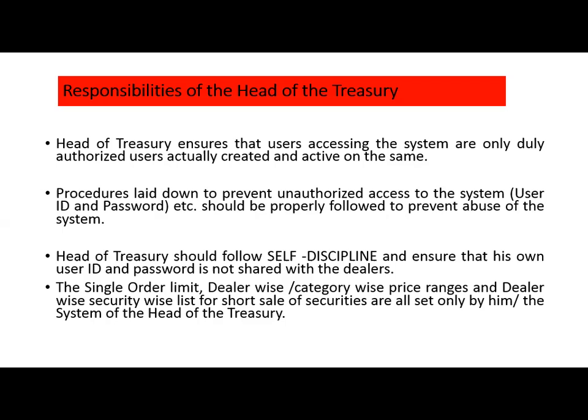Head of the treasury should follow self-discipline, which is most important, and ensure that his own user ID and password are not shared with the dealers. Password sharing makes a lot of concerns, and it may lead to non-profitability to the institution also. The single order limit, dealer-wise category-wise price ranges, and dealer-wise, security-wise list for short sale of securities are set only by him, that is, the head of the treasury. And the system of the head of the treasury should not be at the dealer's desk.